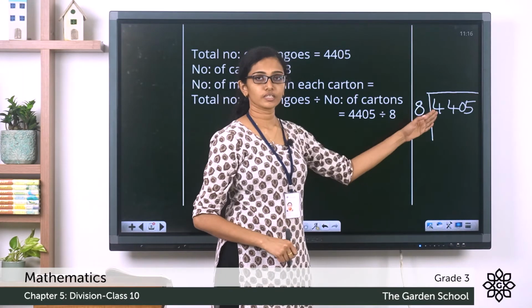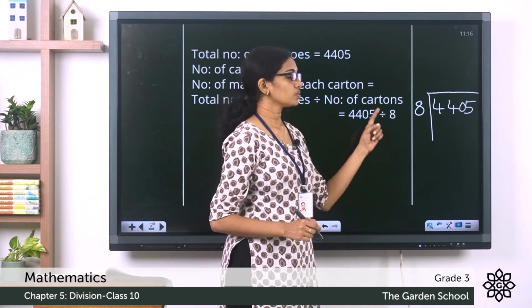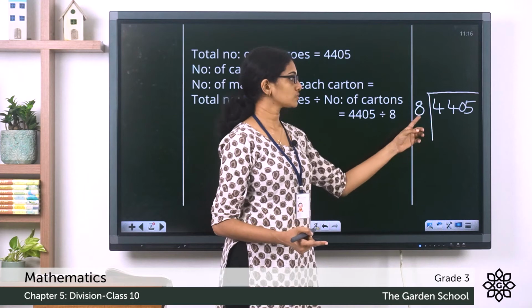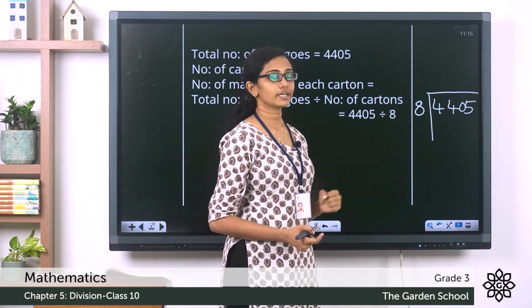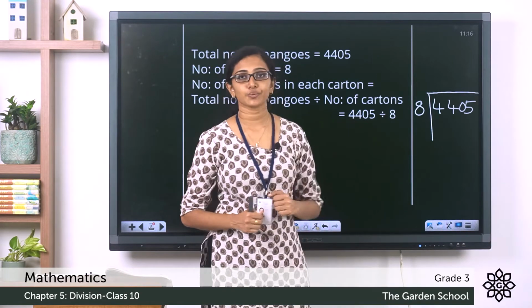So let's consider the first digit, that is 4. We cannot divide 4 by 8. So let's consider the next digit as well. So now we have 44 divided by 8. And what is 44 divided by 8? How many 8s will go in 44?